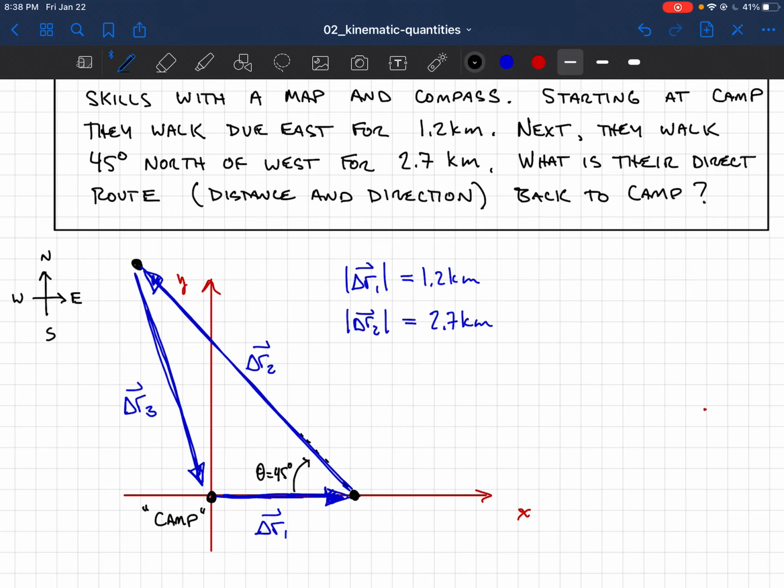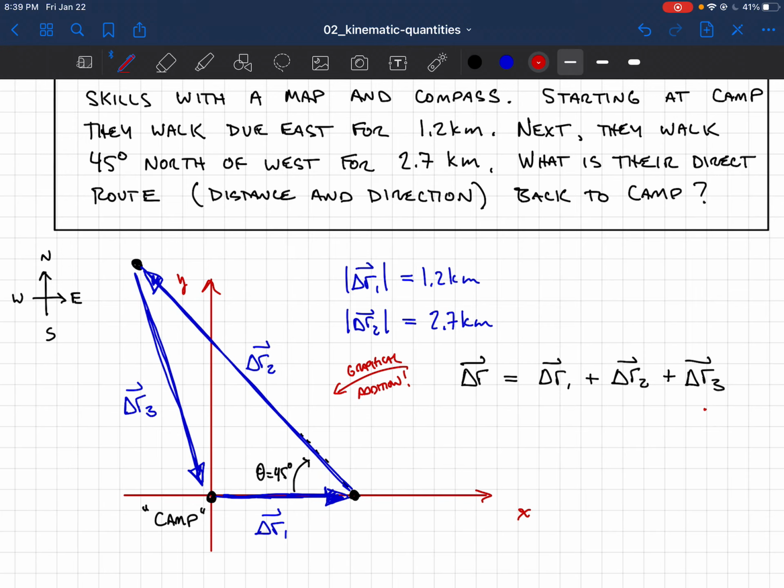Well, what is that picture? We know what that is. It looks just like a graphical addition. So we have a delta r total, which is equal to delta r1 plus delta r2 plus delta r3, right? This is graphical addition.